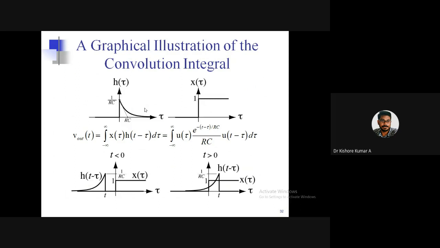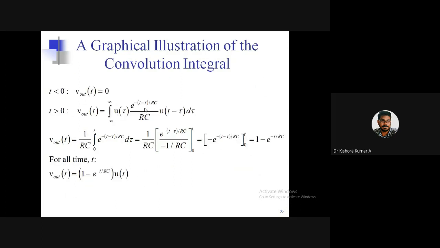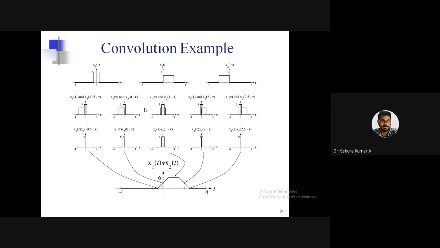These are the examples for t greater than 0 and t less than 0. For all time t, now we can get the value v out of t equal to 1 minus e power minus t by RC, u of t. So the previous examples are consolidated here as the convolution examples.